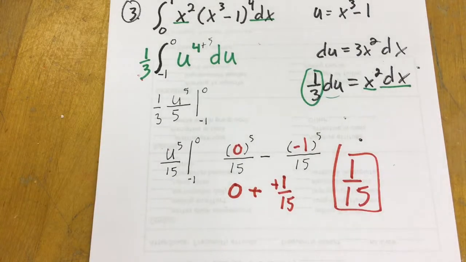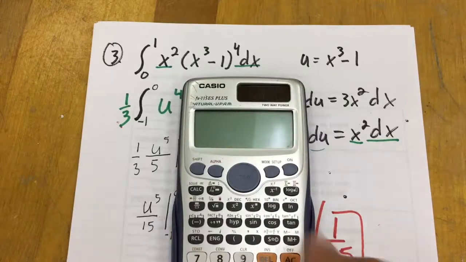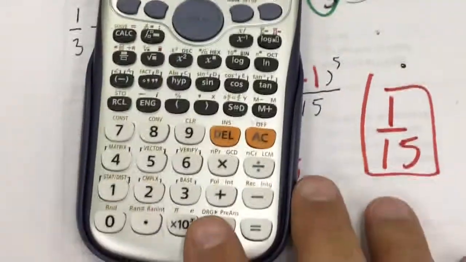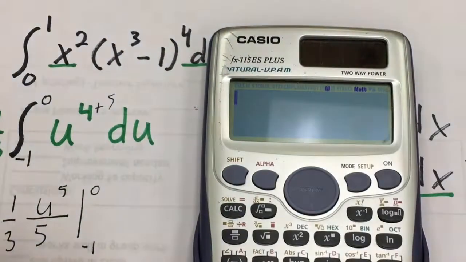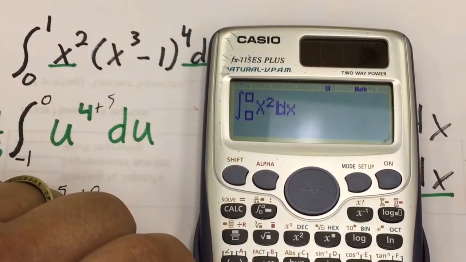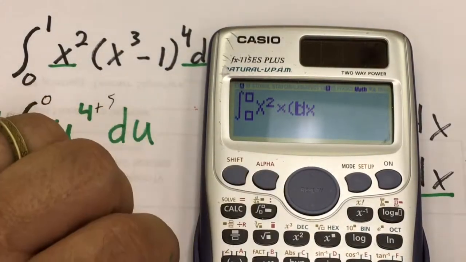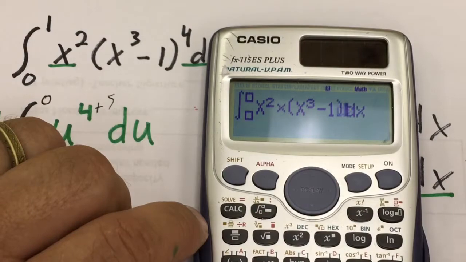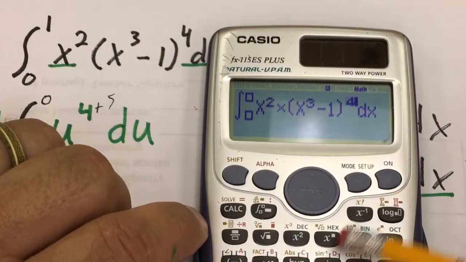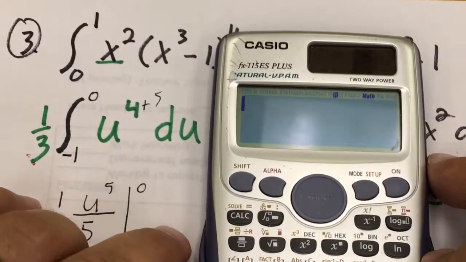Let's see how well we fare using technology on this problem. So my answer was 1 over 15, and let's see if we can achieve that using the Casio. So let me turn it on and hit the integral button, which is right here. And I'm going to type it in like it looks, alpha x squared times parentheses, alpha x to the third power minus 1, close parentheses, to the fourth power. Let's see how well we do with our calculator.